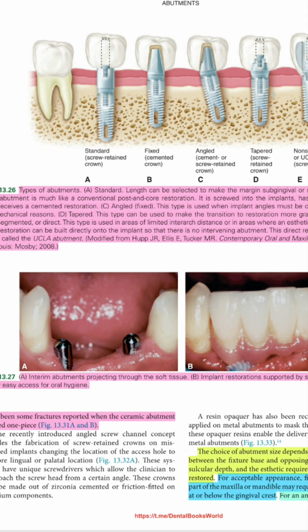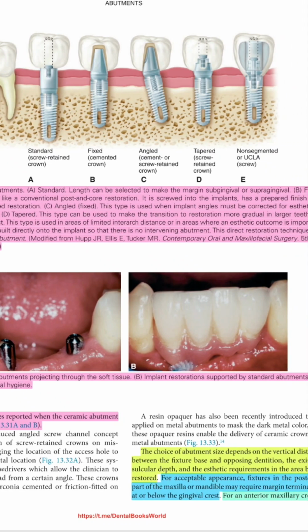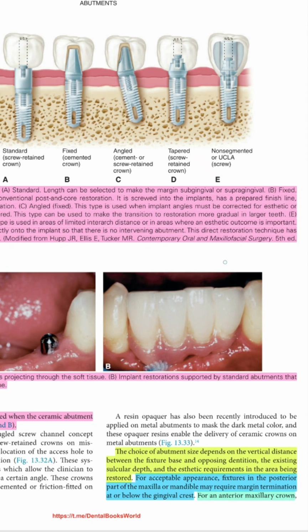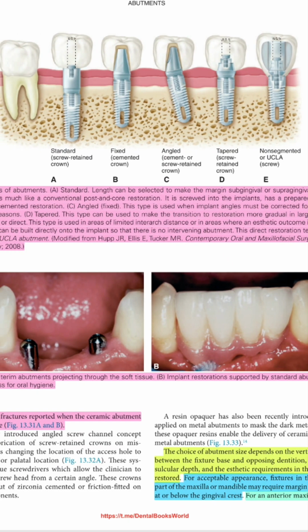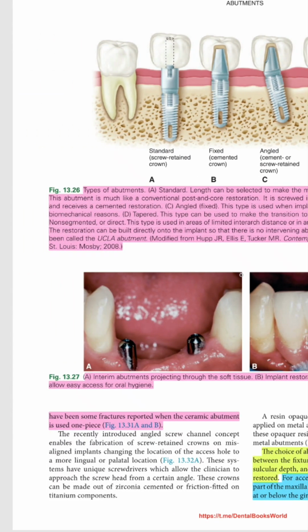As for the tapered, it can be used to make the transition to the restoration more gradual in larger teeth, and this type of abutment is considered aesthetic. It can also be screw retained. It is only screw retained here, they are saying. As for the non-segmented or the UCLA, it is screw retained also.